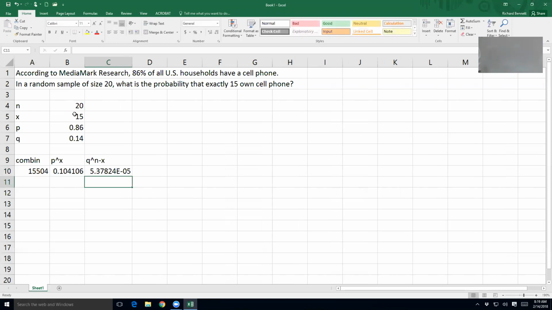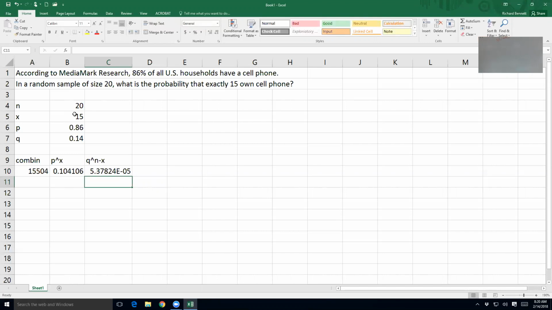As I write this, maybe I should do this really quickly on the board, so it's on the video. So I've got a combination of 20 choose 15, 0.86 to the 15th, 0.14 to the 5th. Notice these two exponents, if you add them together, add up to your n. Does that make sense?